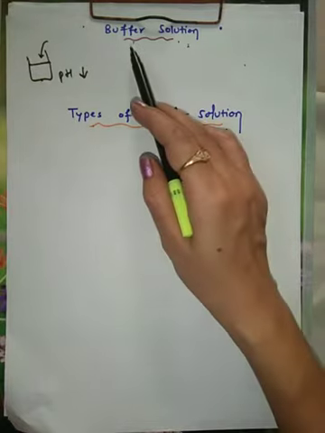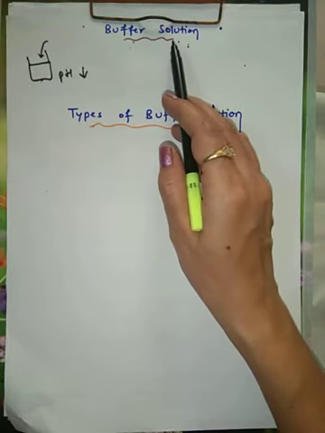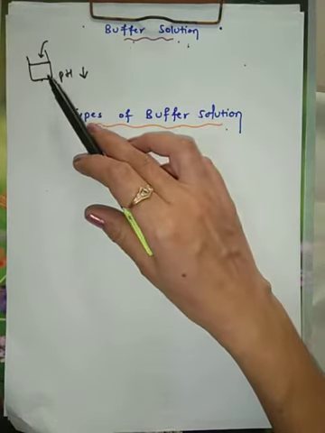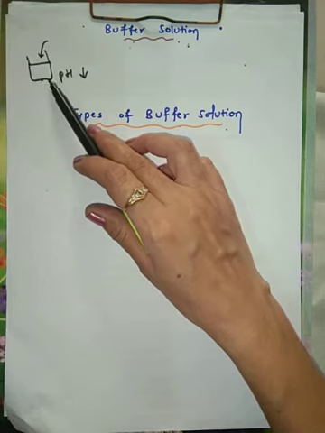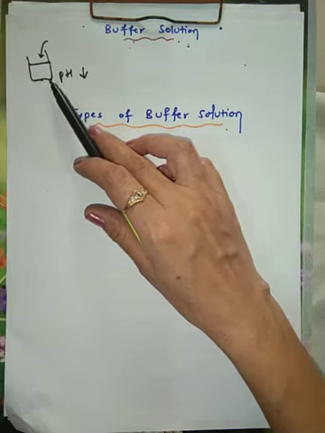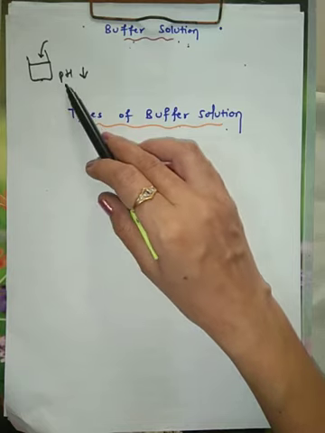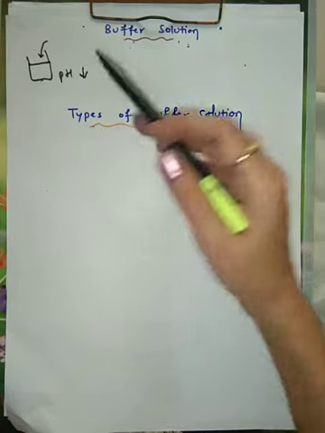Last time we have just seen what we mean by buffer solution. ऐसा कोई solution जो अगर हम अपने required solution में add करते हैं तो वो उसका pH change नहीं होने देता is called buffer solution. So buffer is something which will not change pH of the solution.